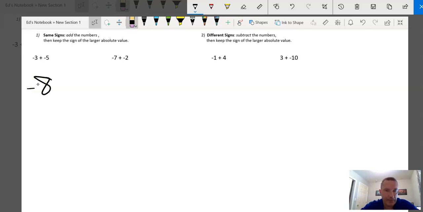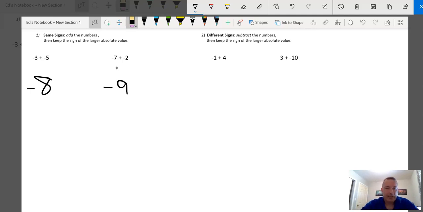Let's look at the next one. Again, same signs, yes, and we're adding. So we add them up. What's 7 plus 2? That's 9. And then we keep the sign of larger absolute value. Which one is that? The -7, -2? It's the -7. My final answer is -9.